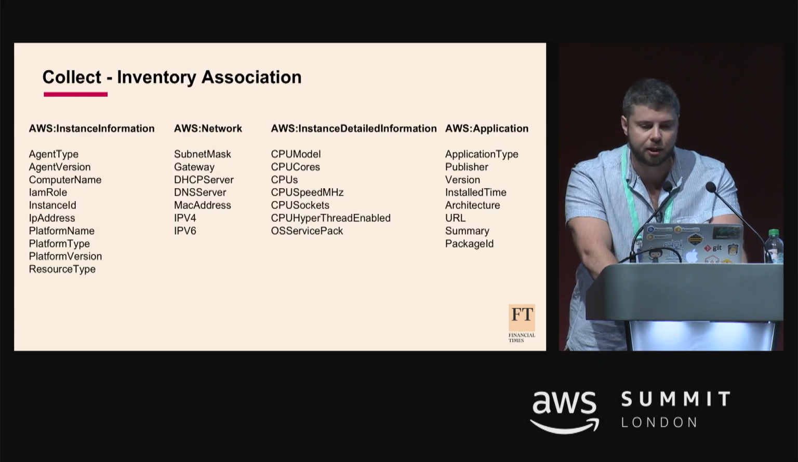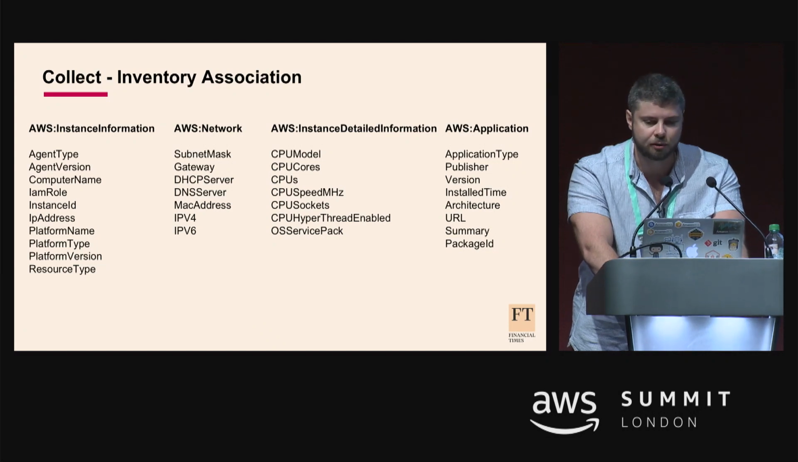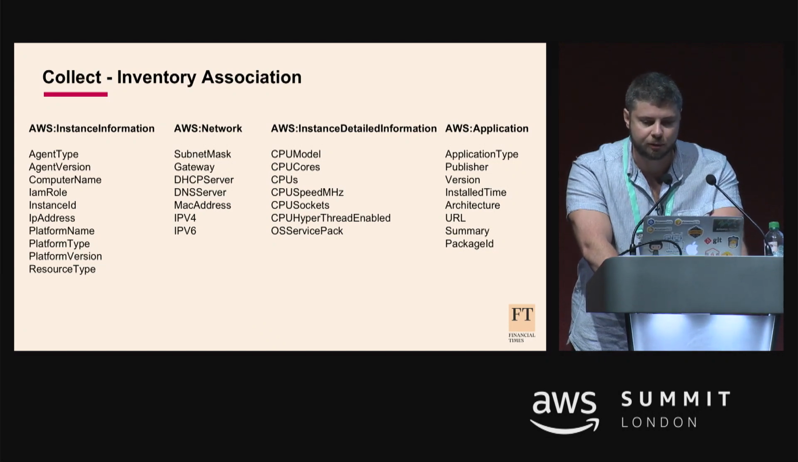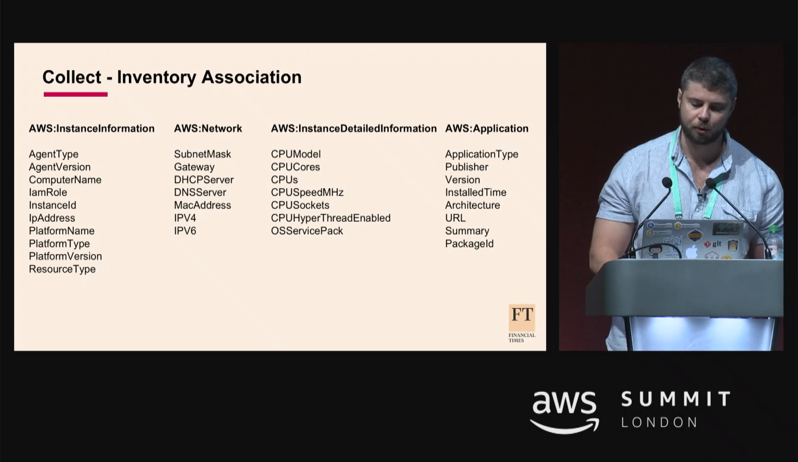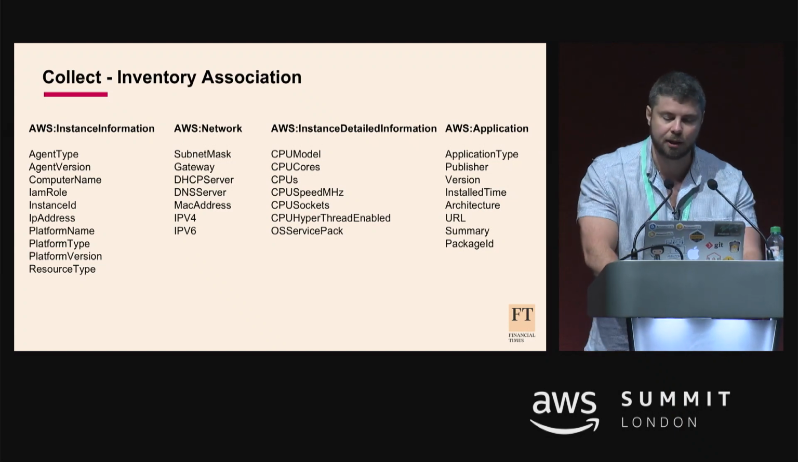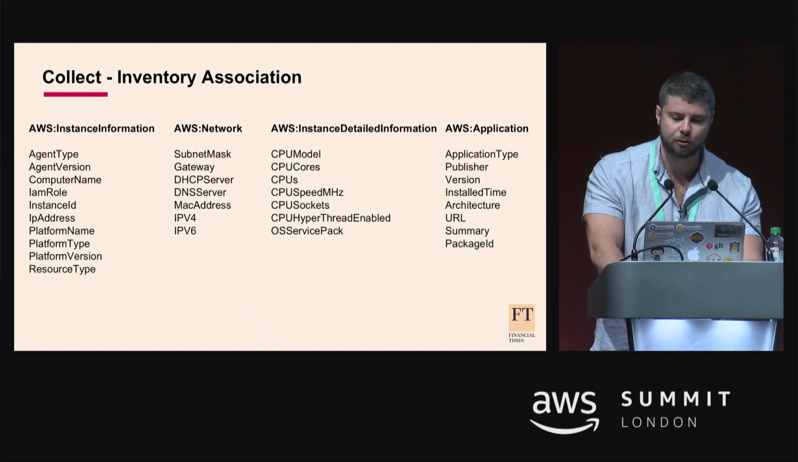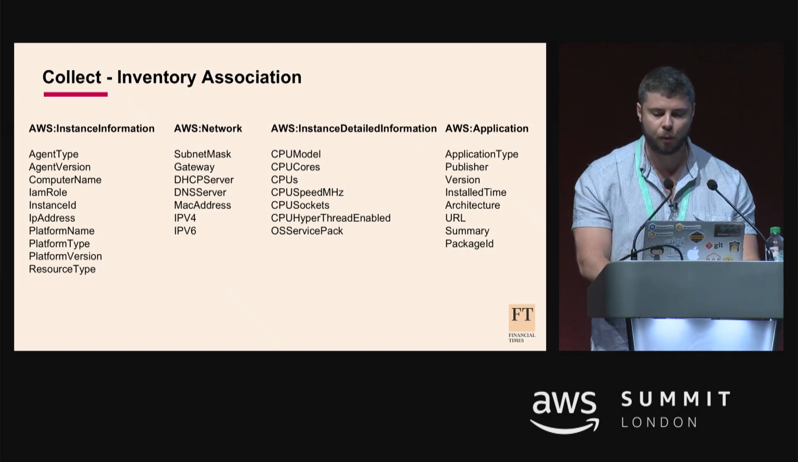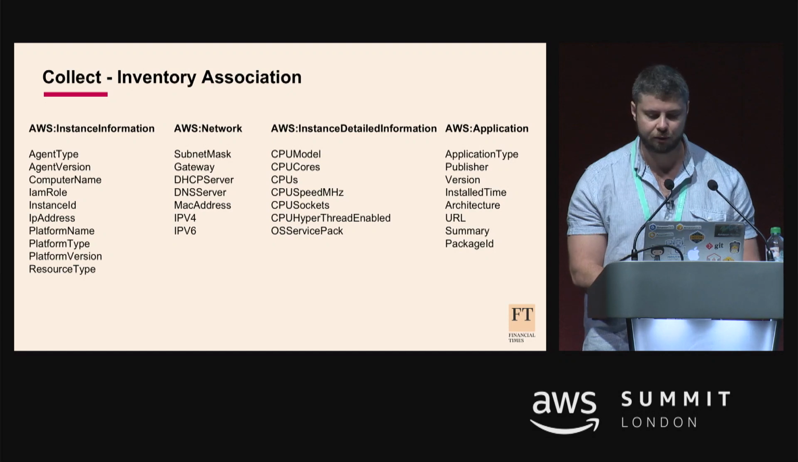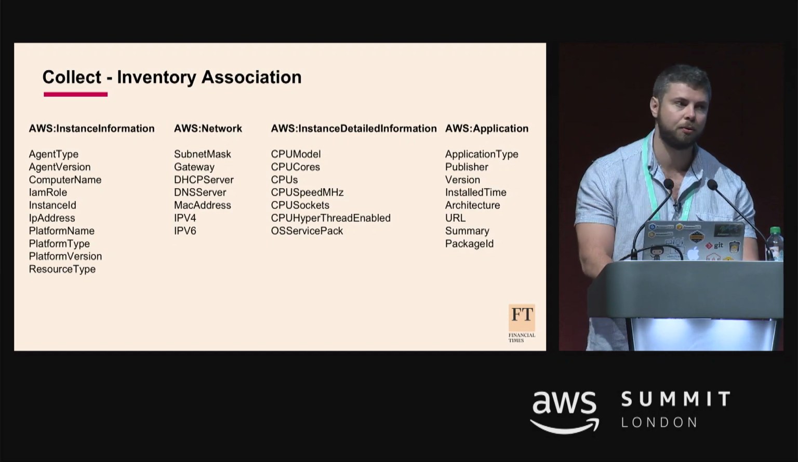Running the inventory association on an instance will collect all the metadata available to it. This metadata includes computer name, IAM role, platform type, networking data, and hardware information. It will also collect a list of all the installed packages or applications. On Windows, this is the list from the add and remove programs control panel, and on Linux, it's the output of rpm -qa.